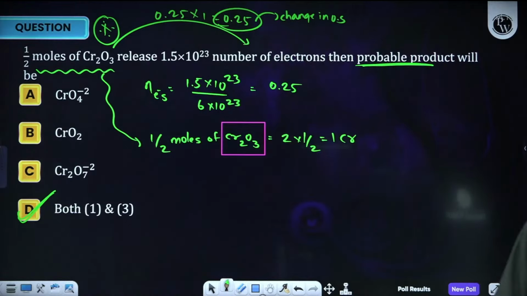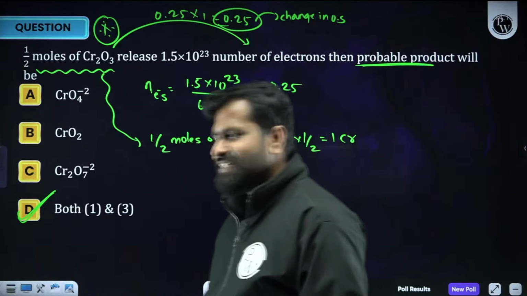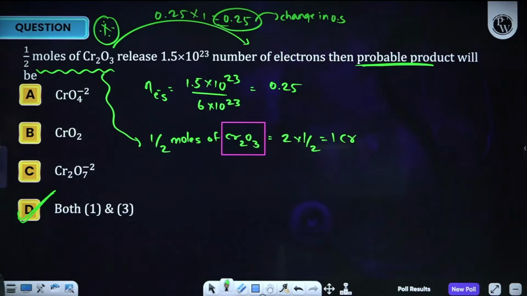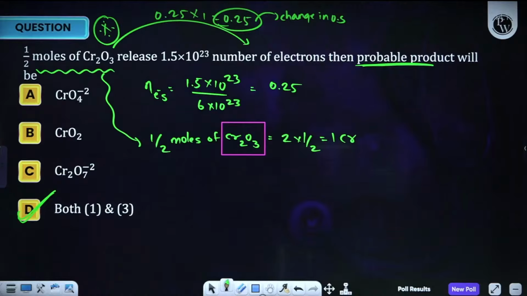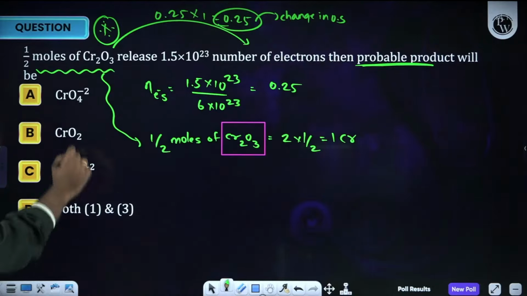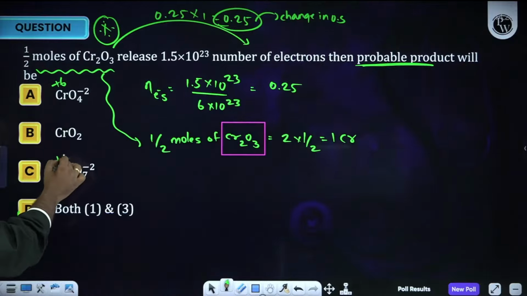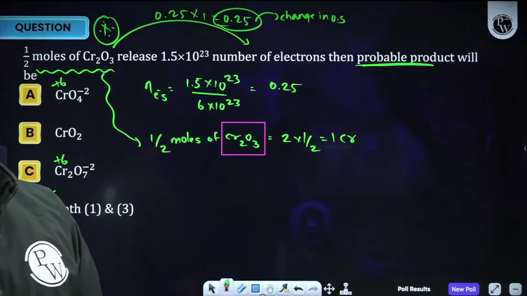Now we can do it, right? It is clear. They are asking the probable product from the general stoichiometric equation. We know very well, CrO4 2 minus, what will be the state? Plus 6. Here, what will be the state? Plus 6. So based on that, we can tell. It is clear.